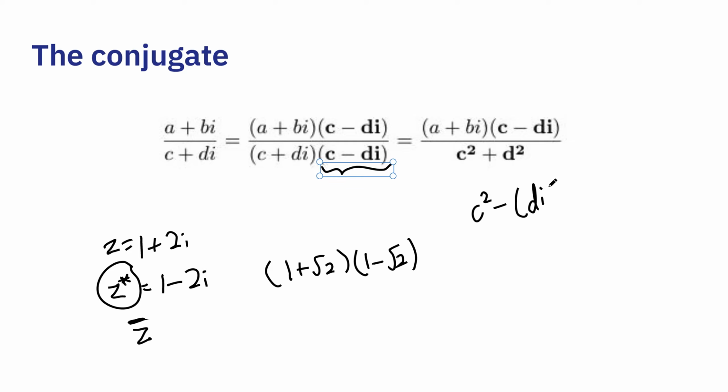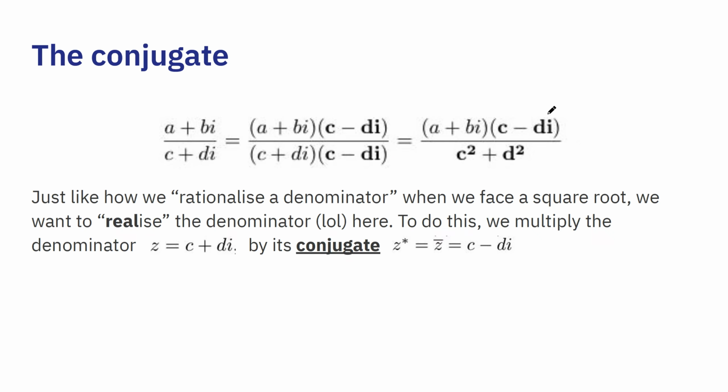minus di squared. And what is i squared? i squared is minus 1, right? So the minus and the minus will cancel out, so we get c squared plus d squared. And then on top, we can do our usual multiplication, and we'll be able to find the complex number.